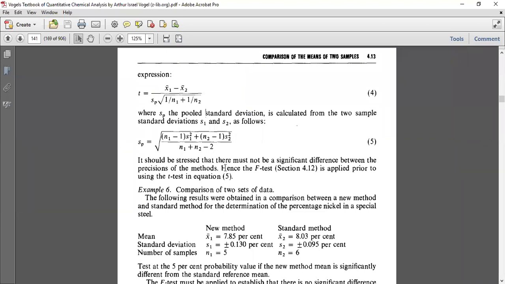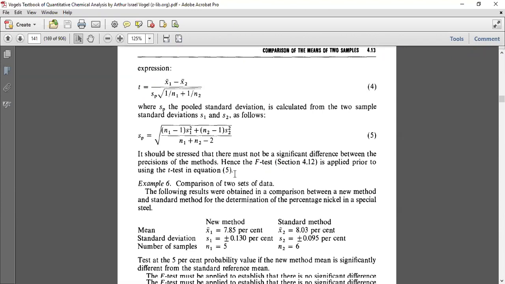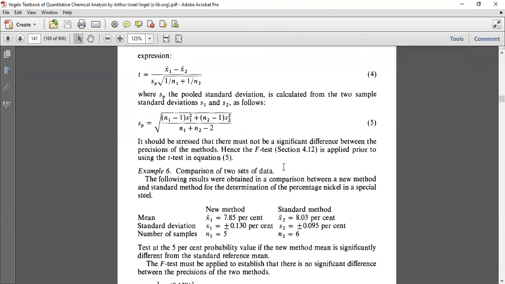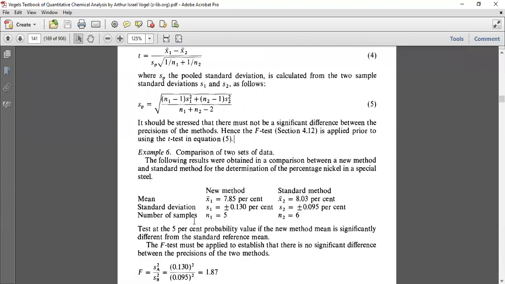It should be stressed that there must not be a significant difference between the precisions of the methods. Before applying this test, hence the F test is applied prior to using the T test equation. So this is about comparison of two sets of data. Here the problem you can note down. The following results were obtained.